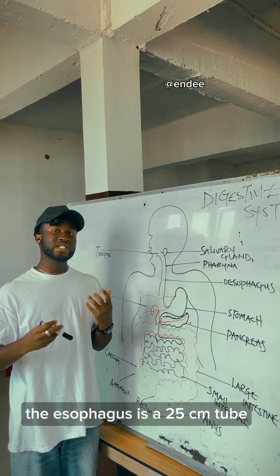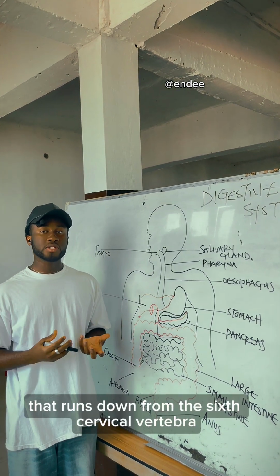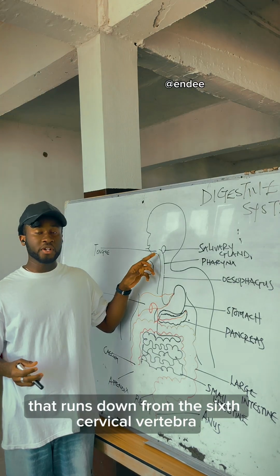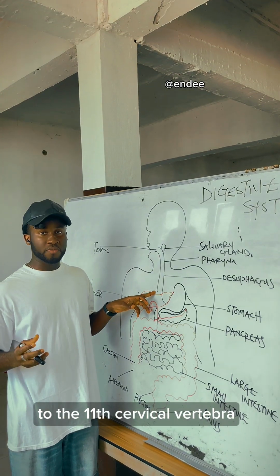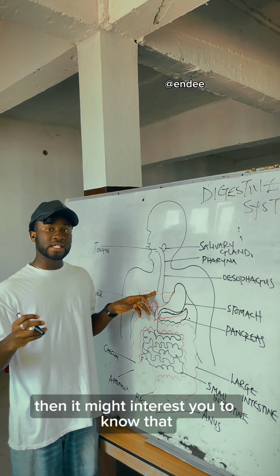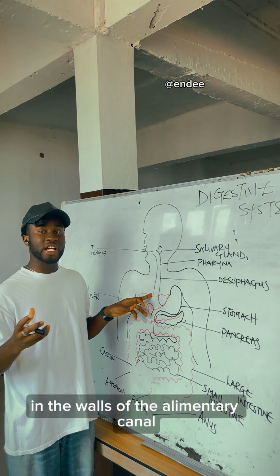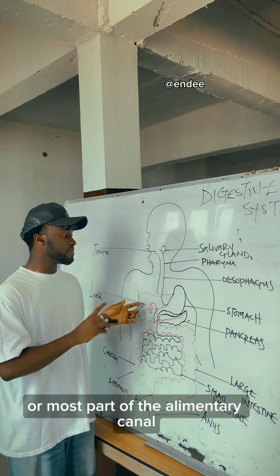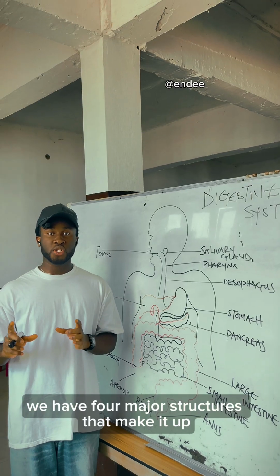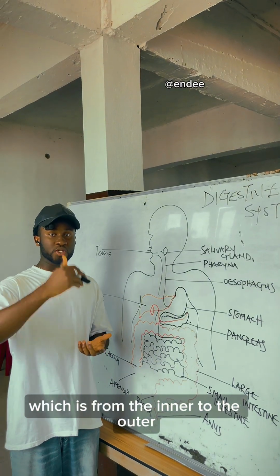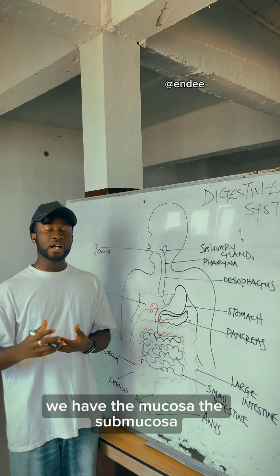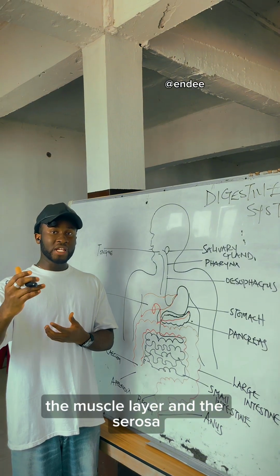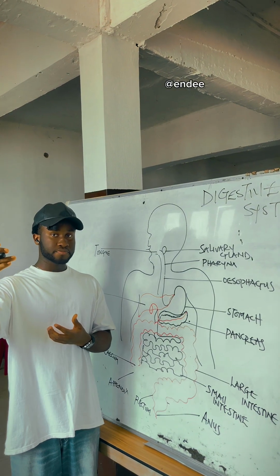The esophagus is a 25 cm tube. Then it might interest you to know that in the walls of the alimentary canal, we have 4 major layers that make up most parts of the alimentary canal, which are, from the inner to the outer, the mucosa, the submucosa, the muscle layer, and the serosa.